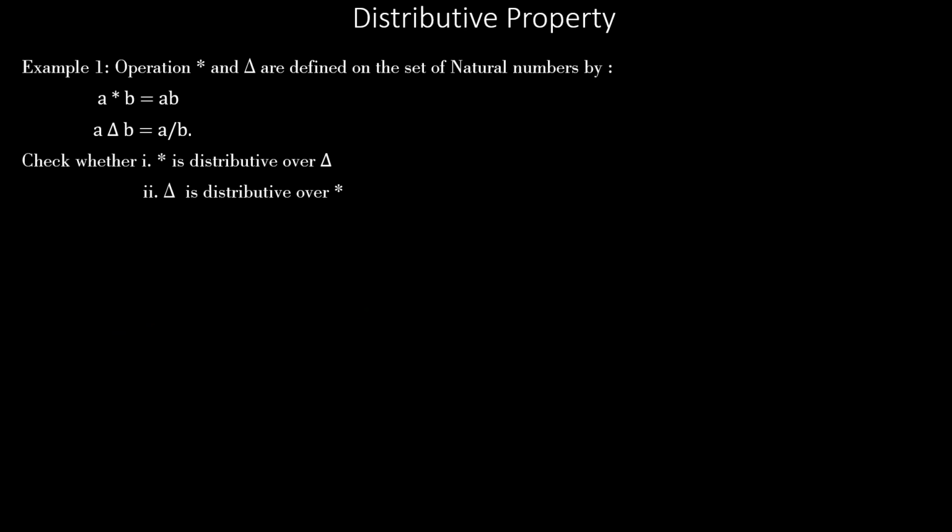Here we have an example. Operations asterisk and triangle are defined on the set of natural numbers by a asterisk b equals ab and a triangle b equals a divided by b. Check whether the first one, asterisk, is distributive over triangle. Second, whether triangle is distributive over asterisk.